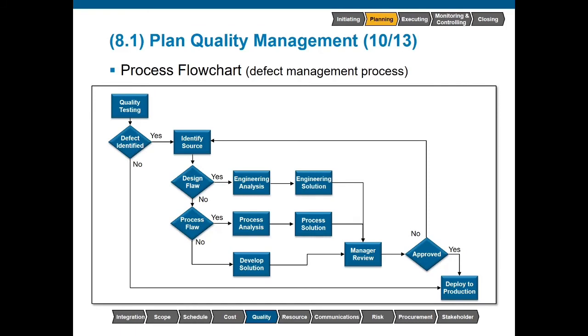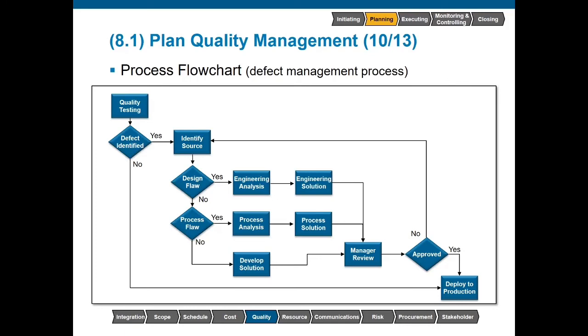If yes, we'll do a process analysis, develop a process solution, and send to management. If it's not a process flaw, then we may need to develop another type of solution for management to review. Management will do the review. If the solution is not approved, then we need to go back and look at another source. Perhaps we have another root cause of the issue. If it is approved, we can deploy it to production. If no defect was identified, we can deploy it to production.